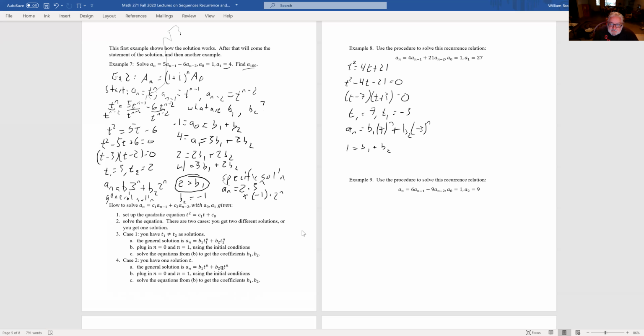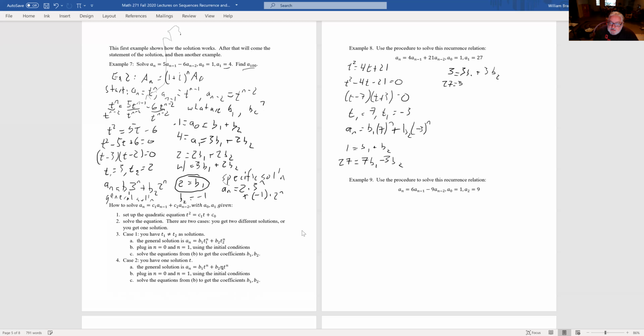A1 is 27, so if I plug in n equals 1, I get A1, which is 27, is B1, 7 to the 1, so 7B1, plus minus 3 to the 1, which is minus 3 times B2. So there's my two equations. So how do I solve that? I'll multiply the top by 3. Leave the bottom one alone.